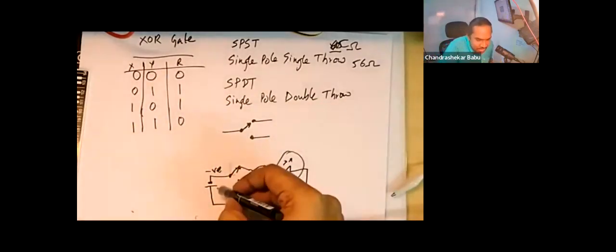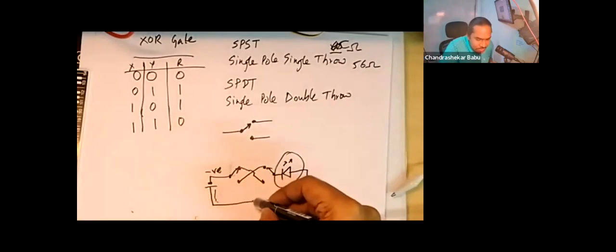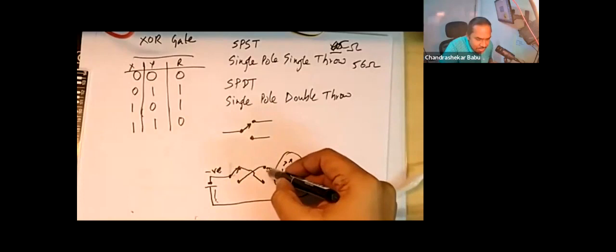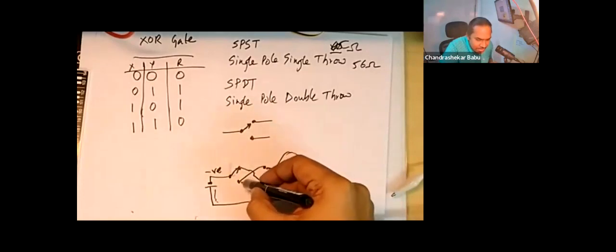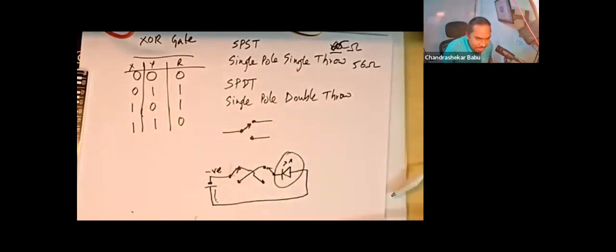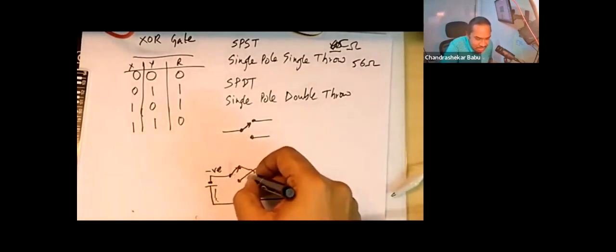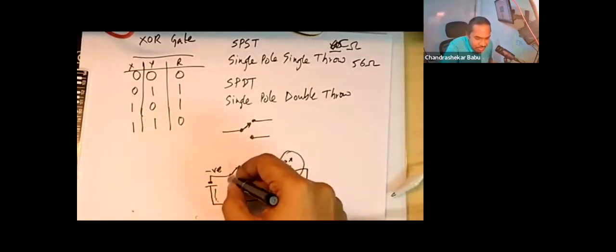Let us see. Current flows from this positive side, goes to the LED. From the LED, it reaches till here, and then it reaches at this point. The circuit is not complete. Am I correct? Because there's no connection. It's an open circuit. The circuit is not closed. Why? Because it has to connect to negative. It is not connected to negative because the switch is not connected in this configuration.